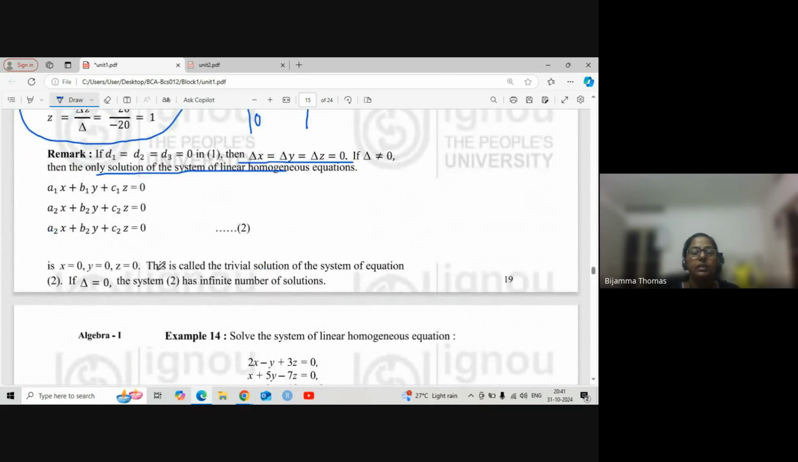And if delta not equal to 0, then the only solution for the system of equations will be x, y, z equal to 0. That is the trivial solution. When the determinant value is not equal to 0, then we have only a unique solution, which is the trivial solution. That is, delta x equal to 0, delta y equal to delta z equal to 0 means x, y, z will be equal to 0.